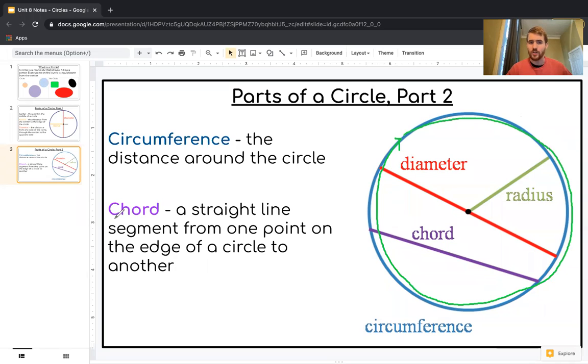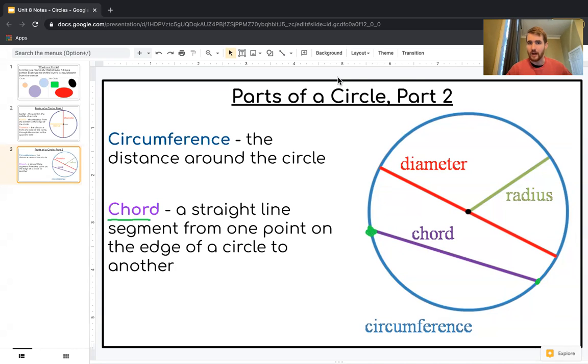And then a chord is kind of a specific vocabulary word. A chord is a straight line segment from one point on the edge of a circle to another. So this is kind of like a diameter in that a diameter is from one point to another, but the diameter always goes through the center. A chord does not have to. This chord goes from this point on the edge of the circle to this other point on the edge of the circle. And you could have lots of different chords.